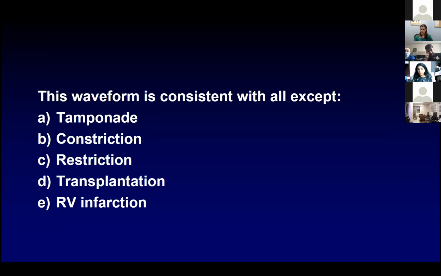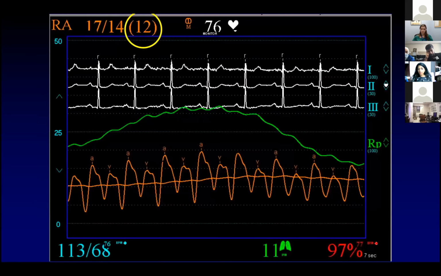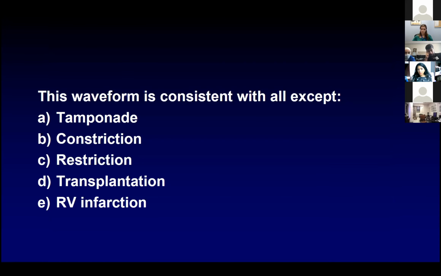So that's a good thought, but we just discussed that you would get Kussmaul sign, for example, right? This is what we're seeing here, Kussmaul sign. You're not seeing a decrease in the RA pressure with inspiration, right? Transplantation? You could actually see that in transplantation also. So this would be consistent with all of these except for tamponade.